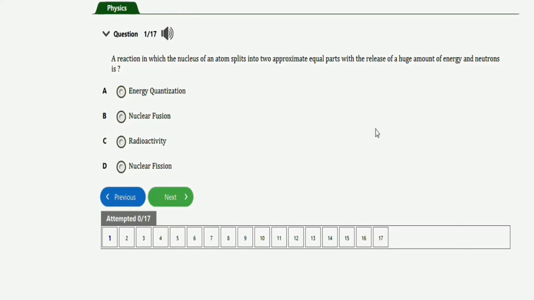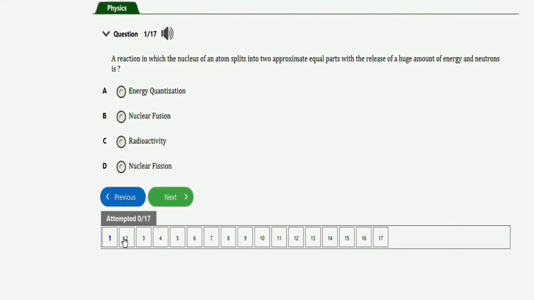Let's get started. The first question I have here says, a reaction in which the nucleus of an atom splits into two approximately equal parts with the release of a huge amount of energy and neutrons is what? Option A, energy quantization, option B, nuclear fusion, option C, radioactivity, option D, nuclear fission. So guys, the right option to this question is option D, which is nuclear fission. Very, very important.